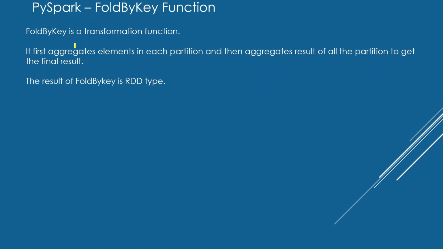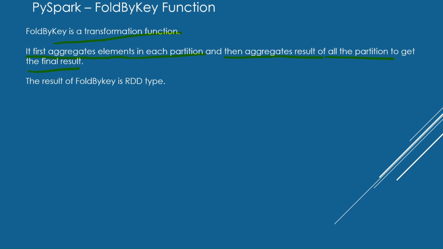So, what is FoldByKey? FoldByKey is a transformation function. Whenever there is a requirement to do a certain kind of transformation over the RDD, we use FoldByKey. How does FoldByKey work? First, it aggregates the elements in each partition, and then aggregates the results of all the partitions and gets the final result.